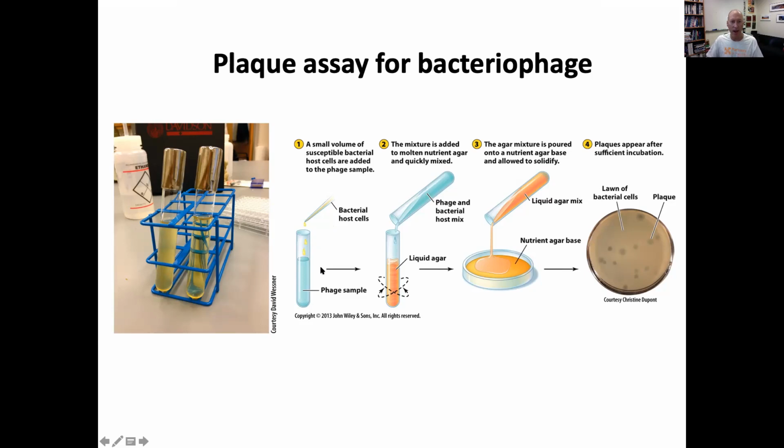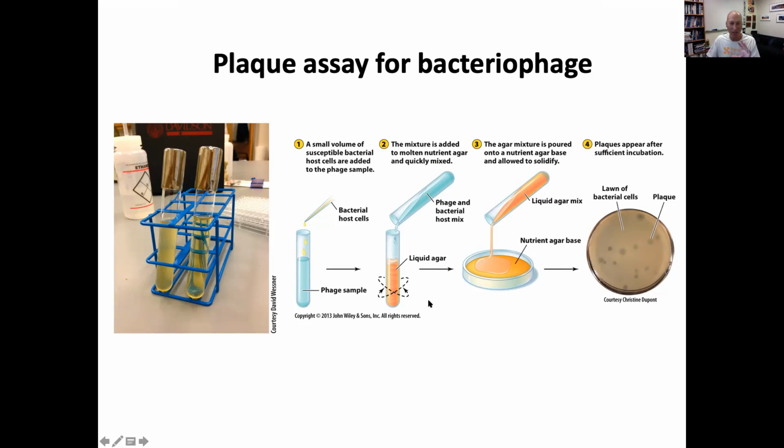And here it doesn't really matter how many of them you add. You actually want to have a lot so that every viral particle can easily bind to a host cell. You want to have a lot more bacteria starting out than you have virus, okay? And then you add this melted agar. Again, it can't be so hot that it kills the bacteria, right?